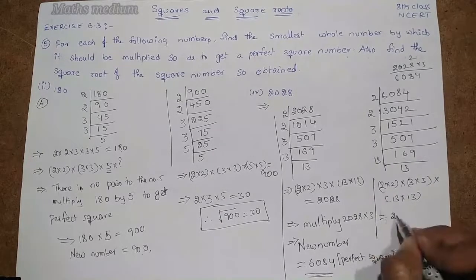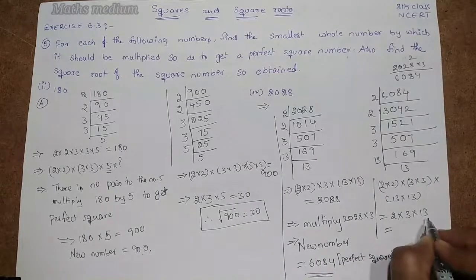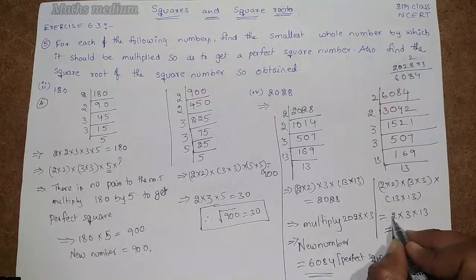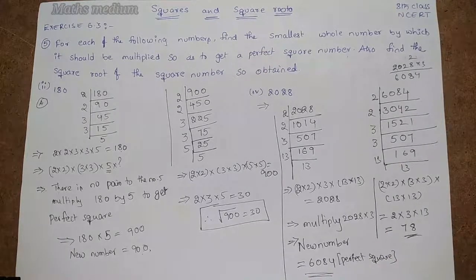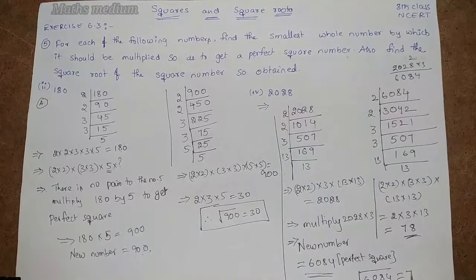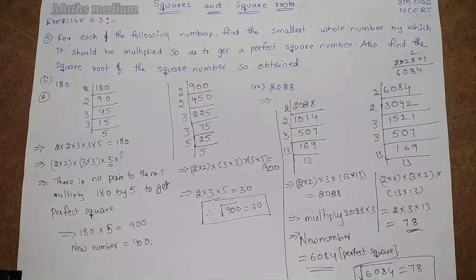Make it as a single number: 2 into 3 into 13. 13 twos are 26, 26 threes are 78. So the square root of 6084 is equal to 78, which is the answer for the given question. So this is about the given question.